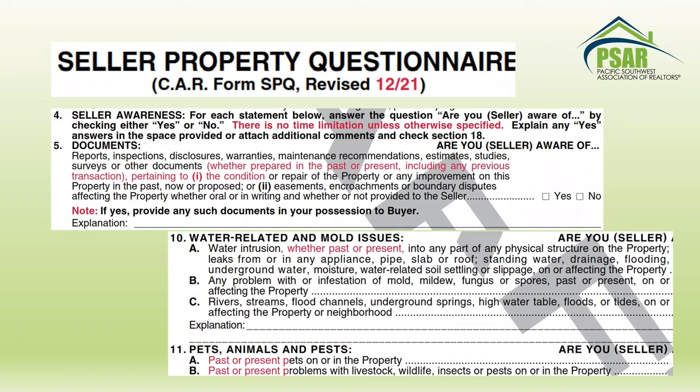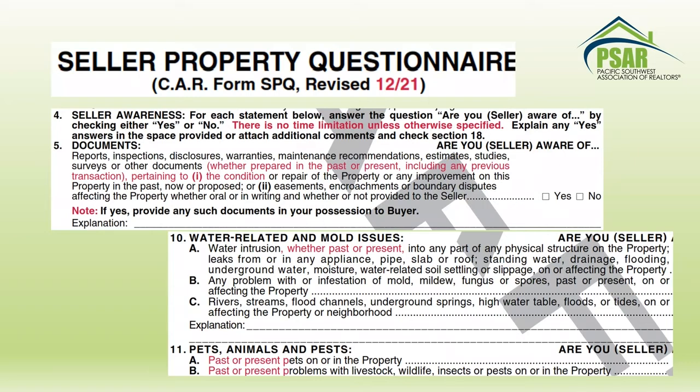So when we look at documents, when they have their reports from 5 years ago, where they had inspections, they had a termite clearance, they had a roof cert, whatever, they had all of those things, and the seller has them. They're like, oh, well, that's 5 years ago, and I already fixed all that, so I don't need to give it to the other side. No, that's not true. Whether prepared in the past or present, including any previous transaction pertaining to the condition or repair, whether or not it's been taken care of. So we always want to have all that information.